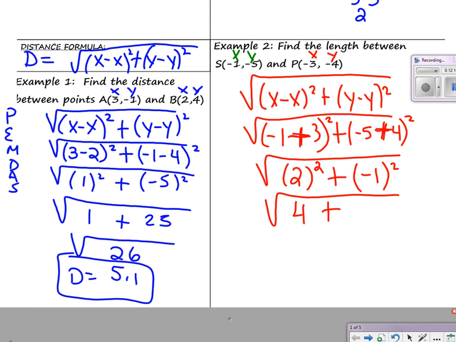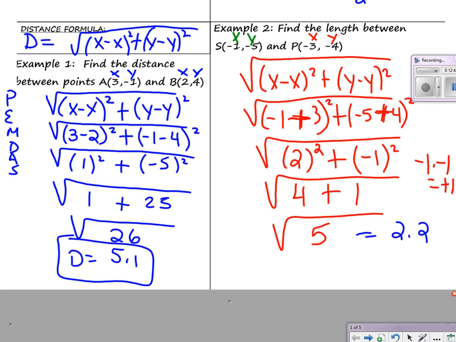Negative 1 squared is negative 1 times negative 1, which is a positive 1. Okay, now we're going to figure out what the square root of 5 is. Go on back to my calculator. Square root of 5 is a little bit bigger than the square root of 4, and the square root of 4 is 2. So the square root of 5 is 2.23. We're going to round that to 2.2. We always round to the nearest tenth place, unless you're told otherwise. So the distance between those points is 2.2.